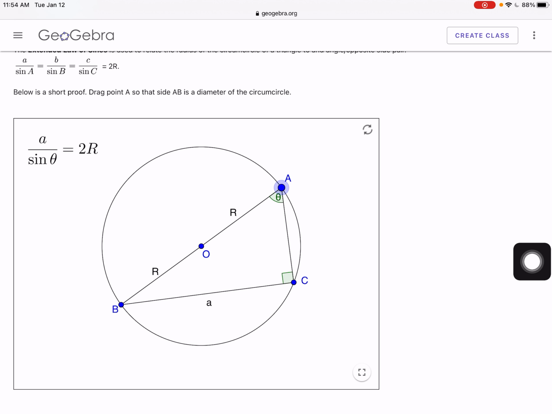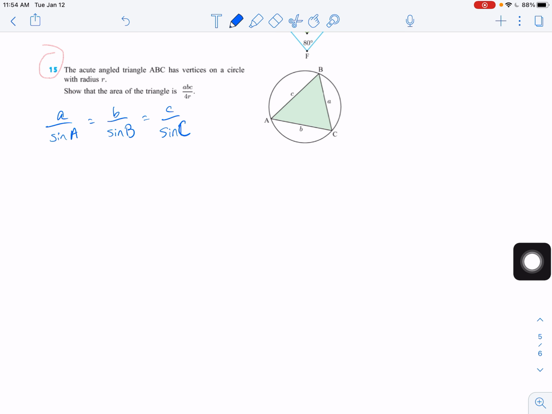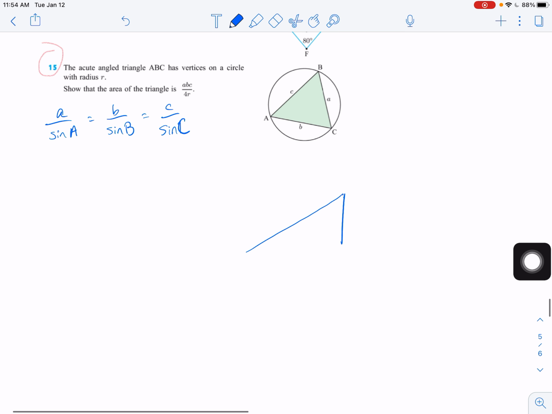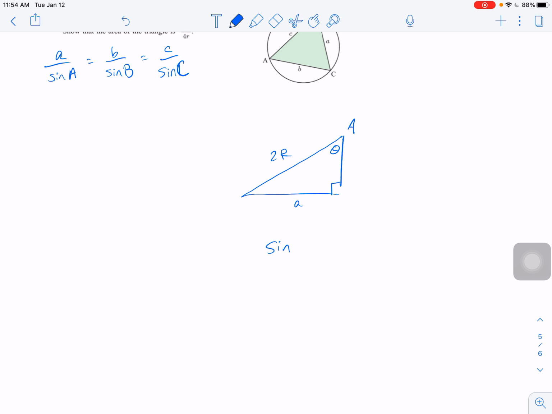Hang on, I'll come where I can write. All of a sudden, I'm questioning everything I know to be true. Okay, so this was theta, which was a, this was little a, this was 2r. So what did we just say? Sine of a is equal to a over 2r. Sorry, I just couldn't see it on that other screen. 2r sine of a would equal little a, divide both sides by sine of a, so 2r is equal to a over sine of a.